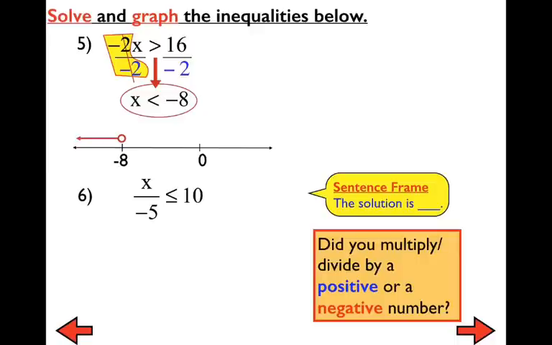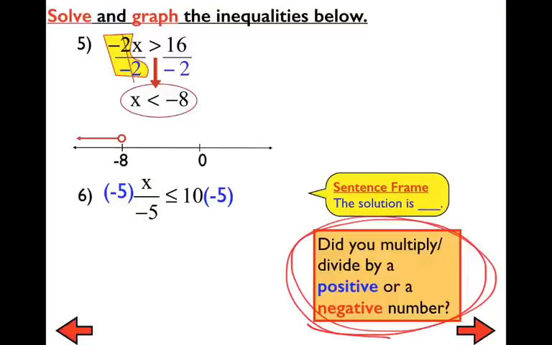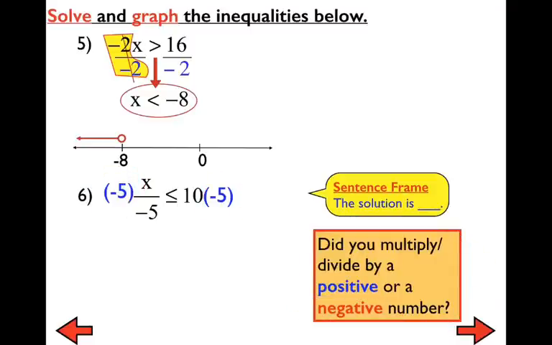In this problem, x over negative 5 means the operation happening on the left-hand side right now is division. The inverse property to that is multiplication. So we are going to multiply both sides by negative 5. We are asking ourselves this question right here. Did we multiply or divide by a negative number? Yes, we multiplied both sides by a negative number. Anytime we multiply or divide by a negative number, we flip the inequality symbol.